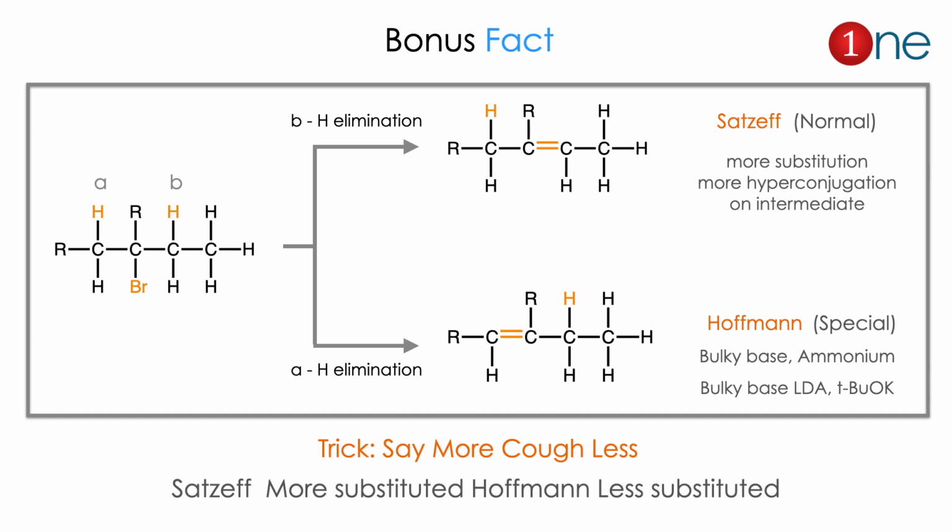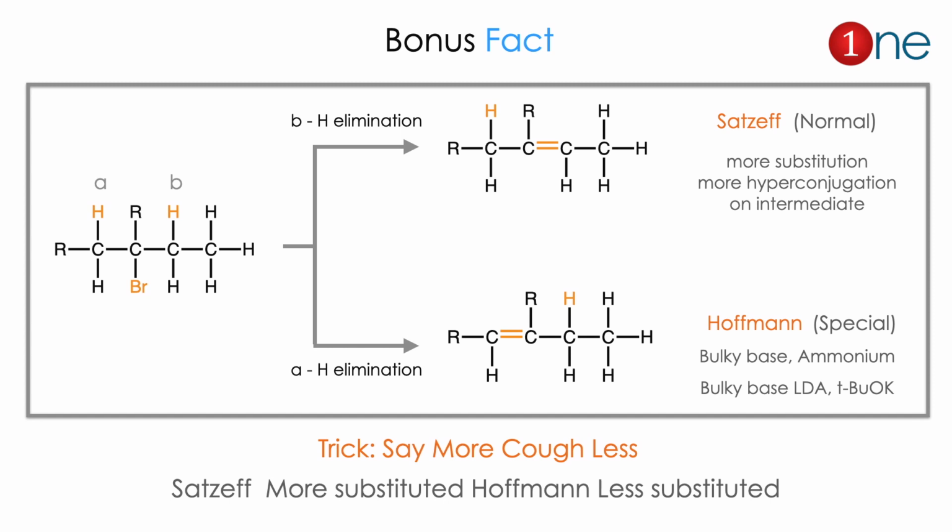Then the bonus fact, it is about the rule. There are two rules in elimination, which are Saytzeff and Hofmann. We have already seen that if the more substituted alkene forms in the reaction, it's Saytzeff, and if the less substituted alkene forms, it's called Hofmann. Why will the more substituted alkene be formed? The more substituted alkene formation is always normal. Why? Because hyperconjugation always stabilizes it. Hence the more substituted alkene always forms. So the stability always favors the more substituted alkene.